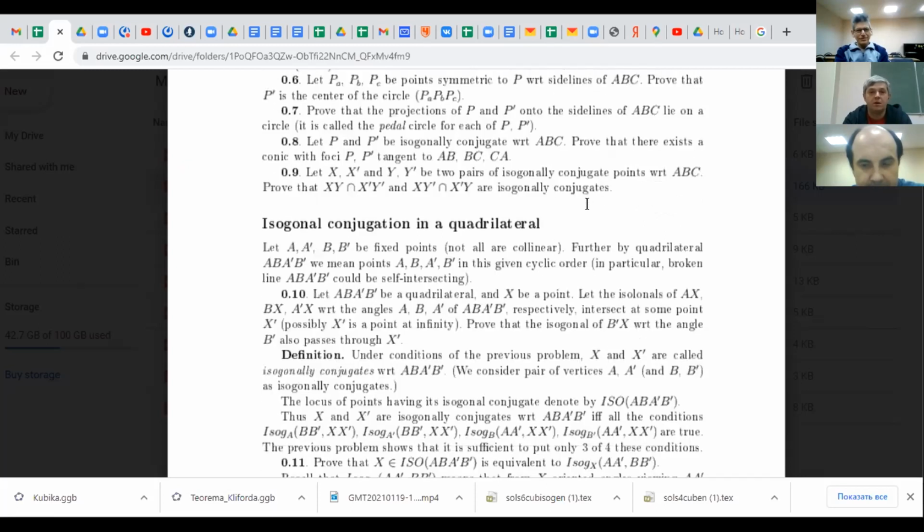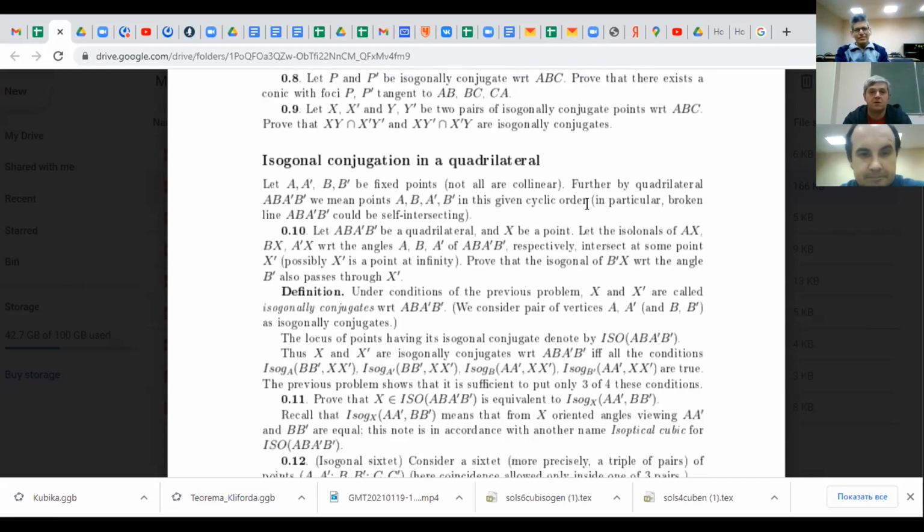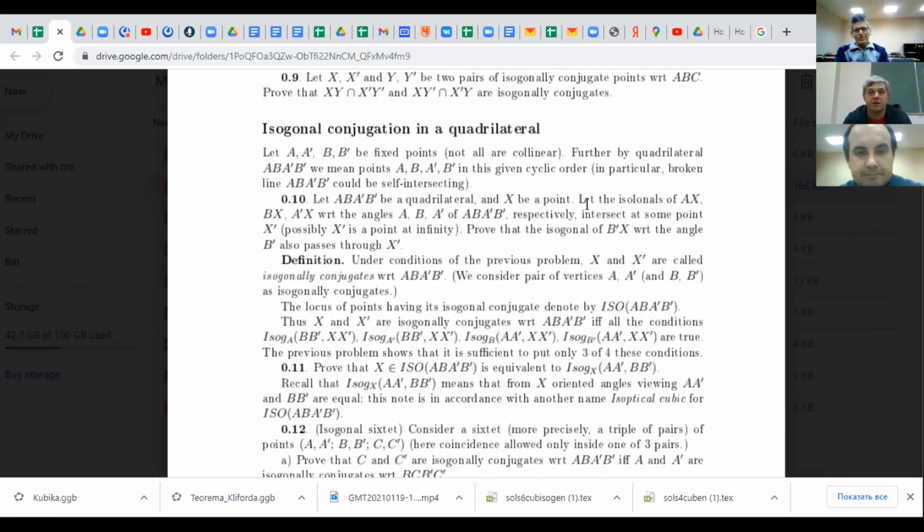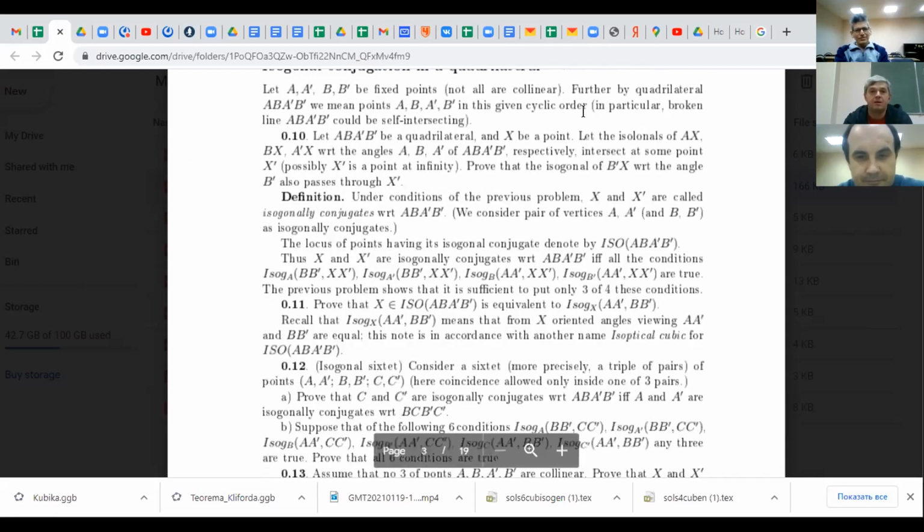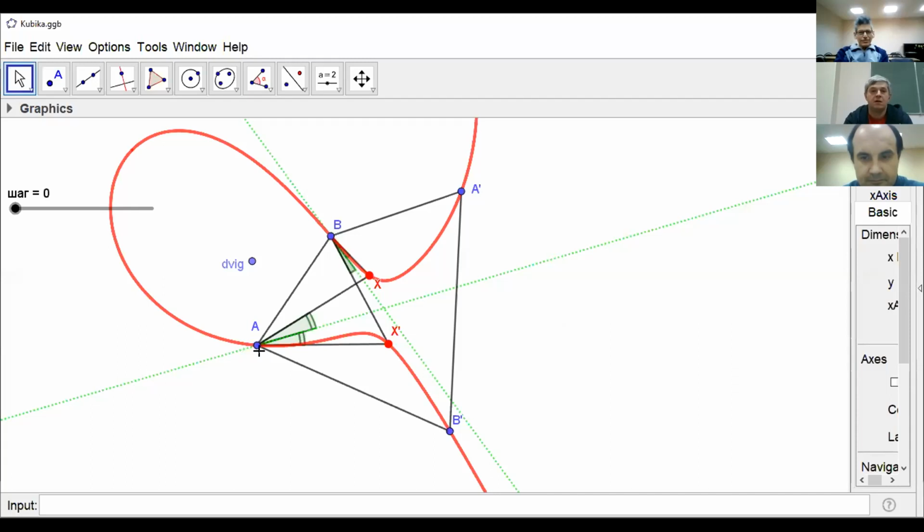Then more interesting things with isogonal conjugacy in a quadrilateral, because not all the points of the plane have an isogonal conjugate. Now let us check this situation. Let A, A prime, B, B prime be a quadrilateral, like in this diagram.